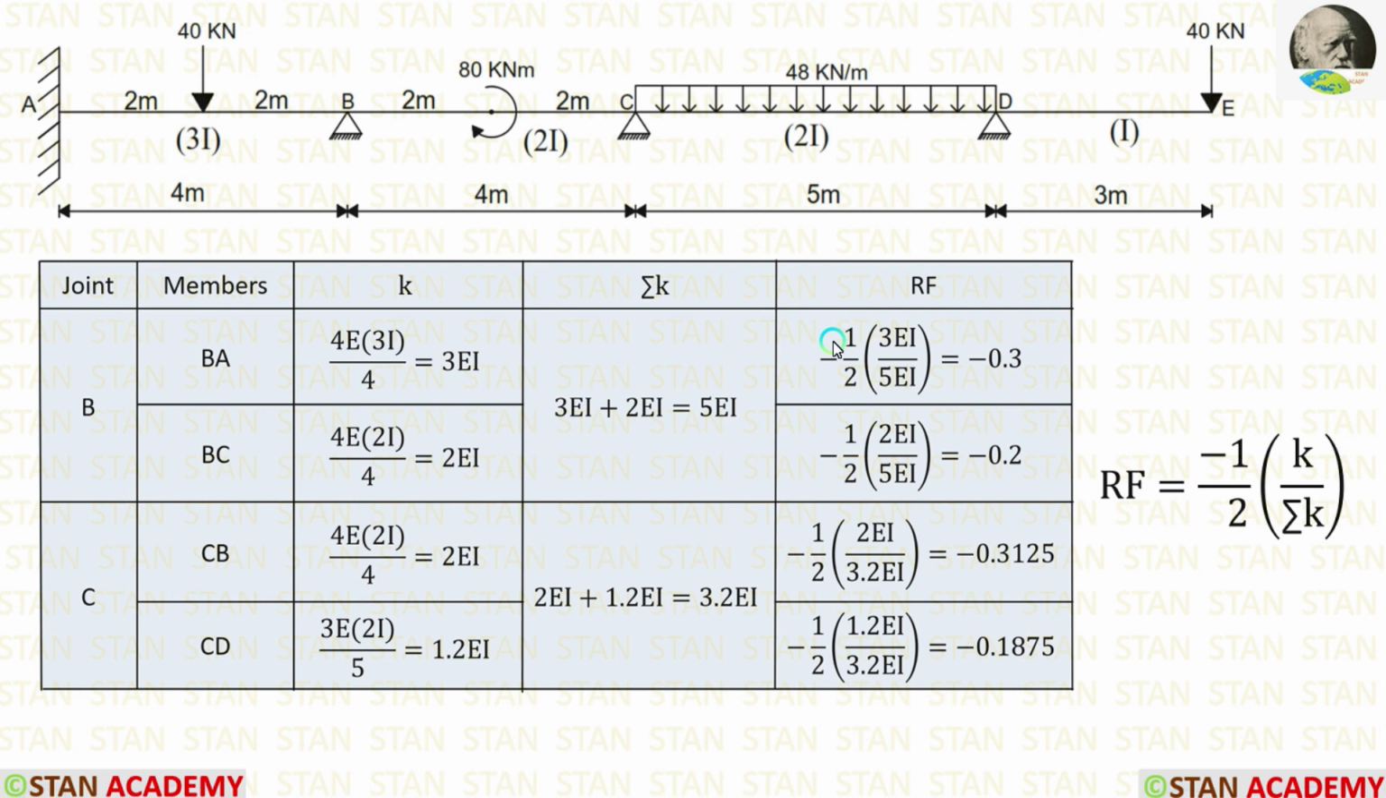Now, let us calculate the rotation factor. The formula for rotation factor is minus 1 by 2 into k by summation of k. We have already calculated the values of k and the summation of k. We can apply them in the formula. For BA, the rotation factor is minus 0.3. For BC, the rotation factor is minus 0.2. For CB, the rotation factor is minus 0.3125. And for CD, the rotation factor is minus 0.1875.